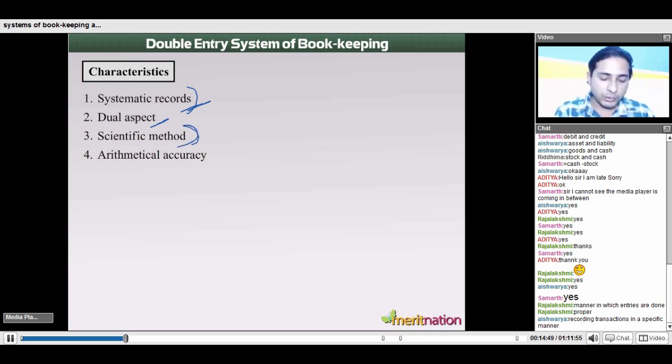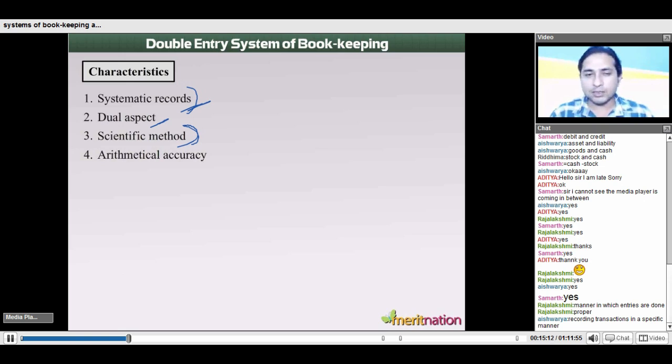Scientific method. Now, why the scientific method? We are getting science in commerce. What exactly do we mean by this? Can anyone answer my question? What exactly do we mean by scientific method? Okay, Rajlakshmi is typing, I can see. Someone is also writing. Let's see what you come up with. What exactly is the scientific method?